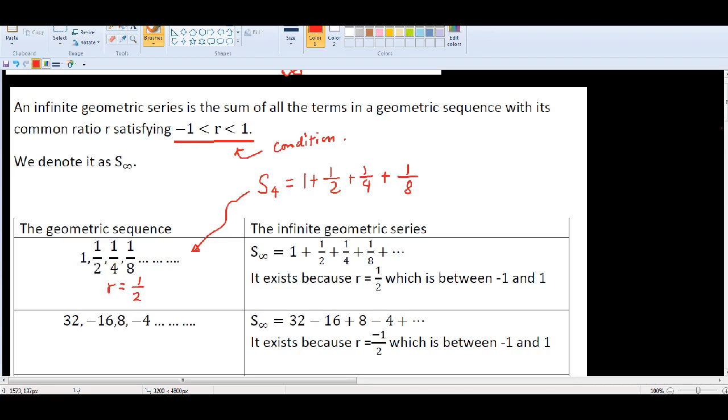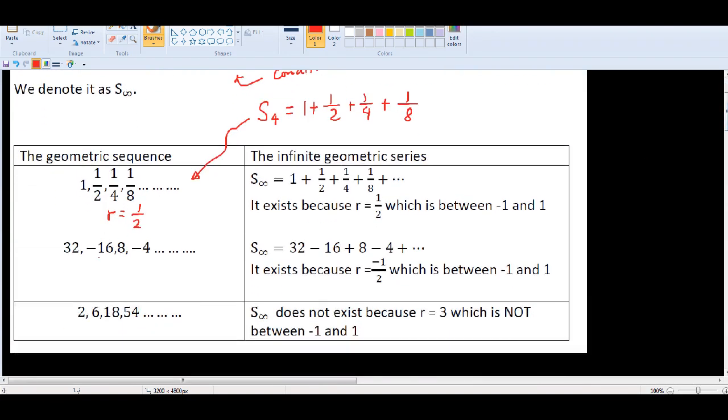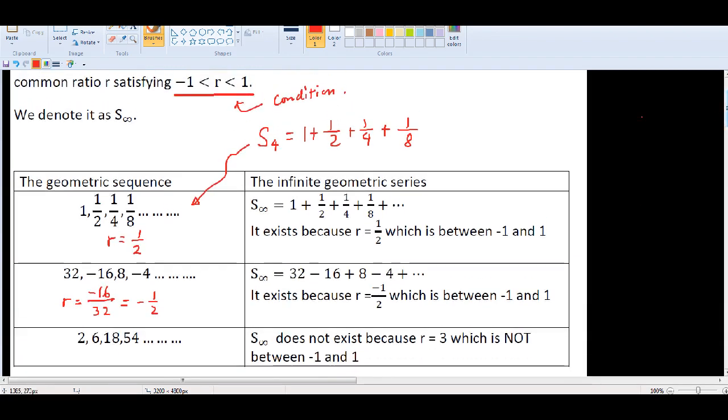Let's see another sequence: 32, -16, 8, -4. This time, what's the common ratio? We use the second term divided by the first term. It's -1/2. Is -1/2 still between -1 and 1? Yes. So it's still legitimate to add all the terms together to infinity.